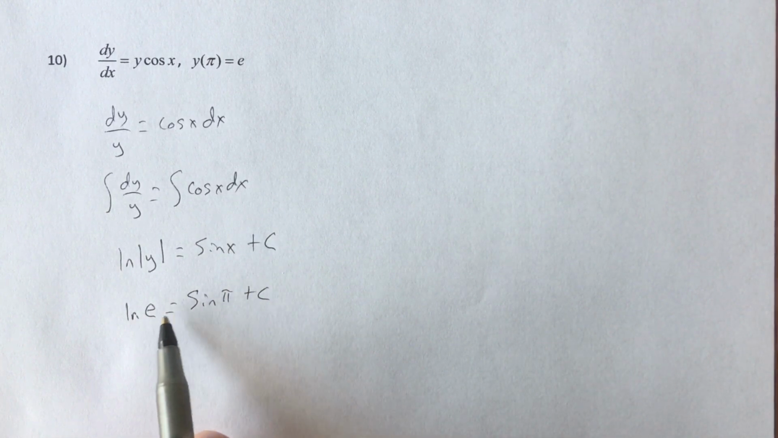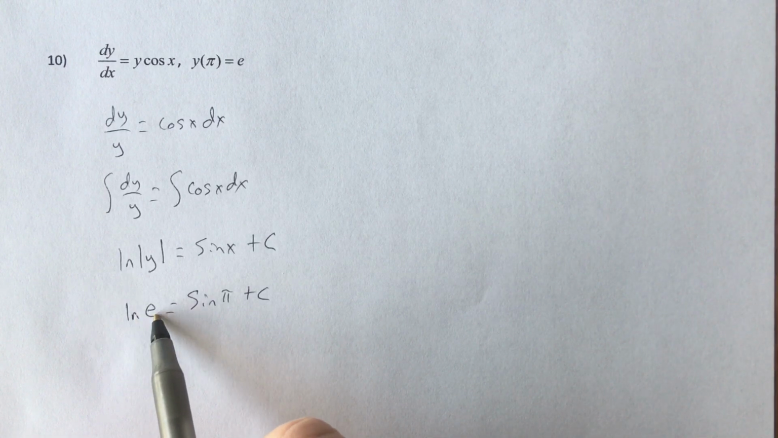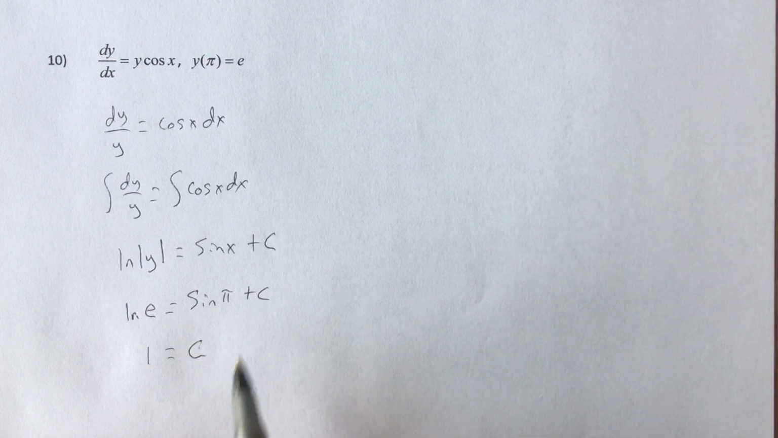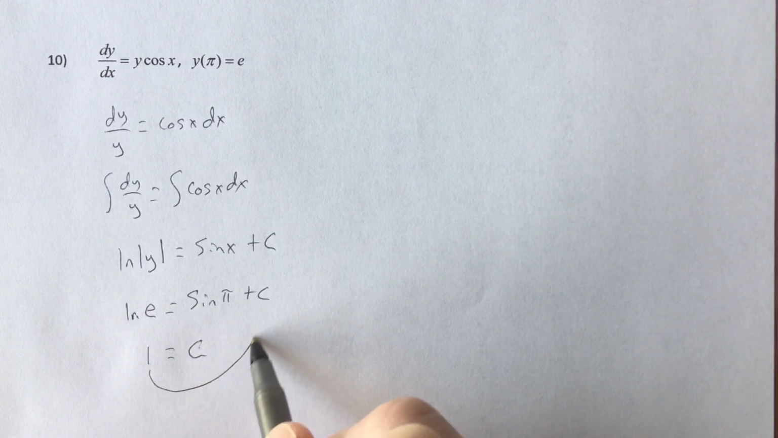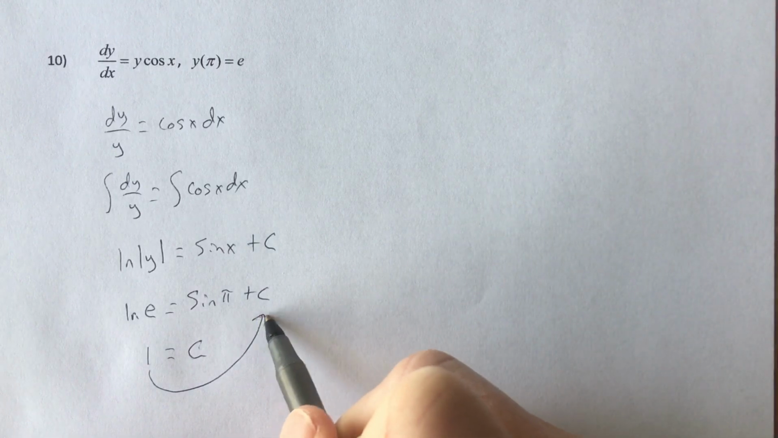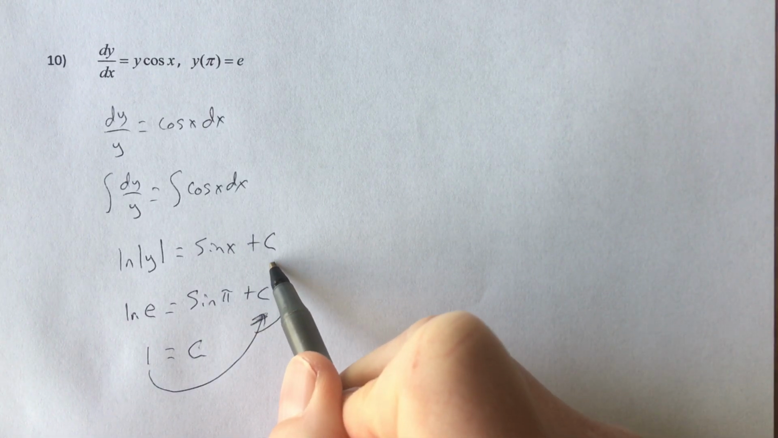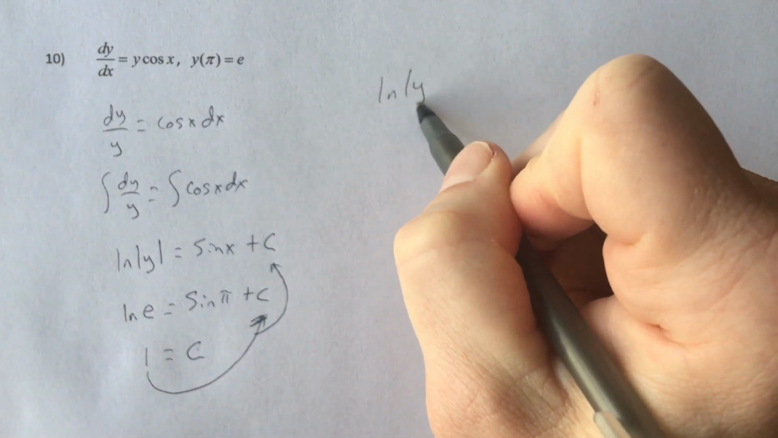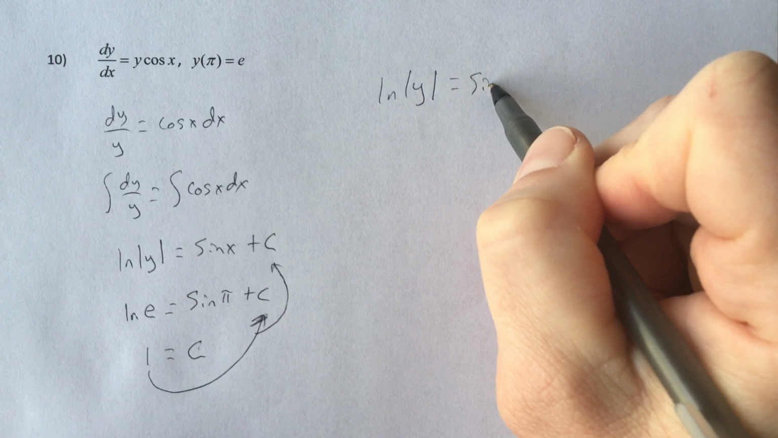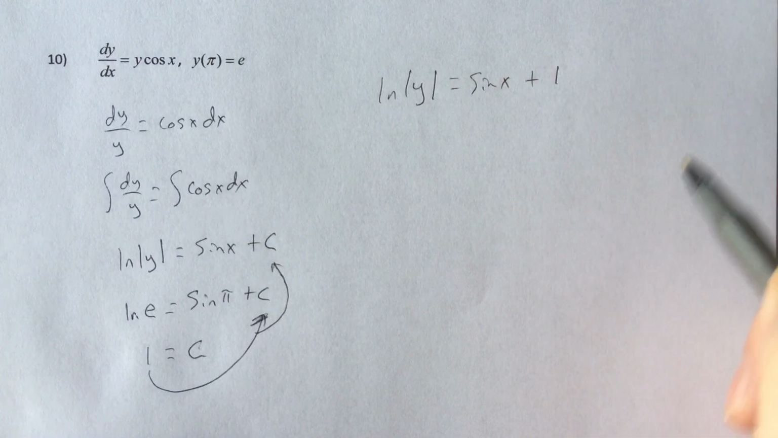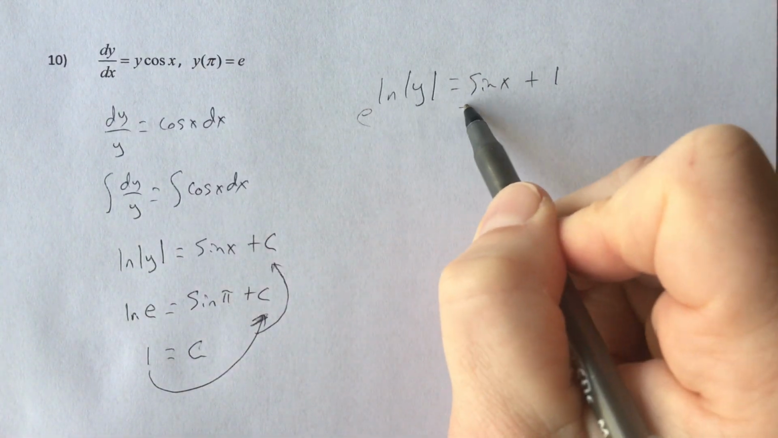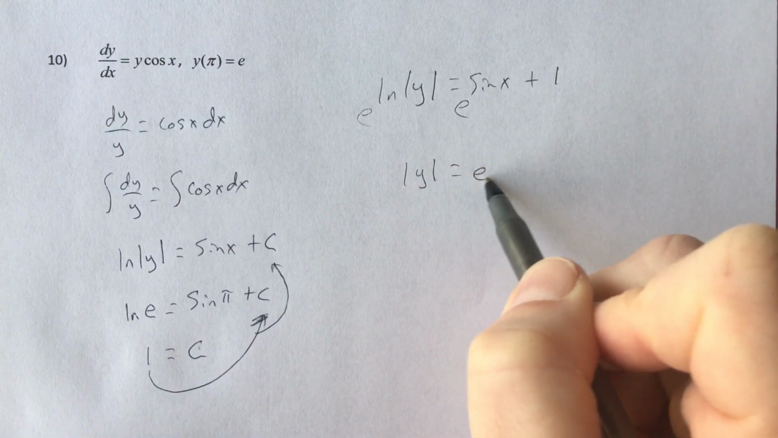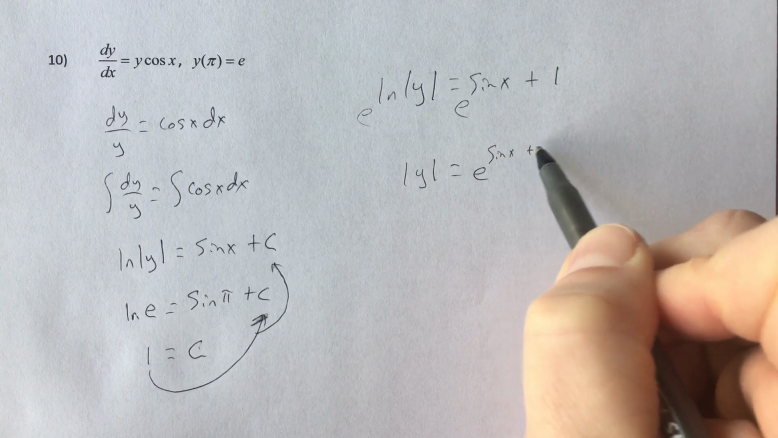So we've got a couple little things to calculate. The natural log of e is 1. The sine of pi is 0. So we end up with c equal to 1. We'll put that back in here. Actually, we're going to go back into here where y and x was. And we'll solve for y now. So the natural log of absolute value y equals sine x plus 1. I'm going to raise both sides to the power e. So that gives us absolute value y equals e to the sine x plus 1.